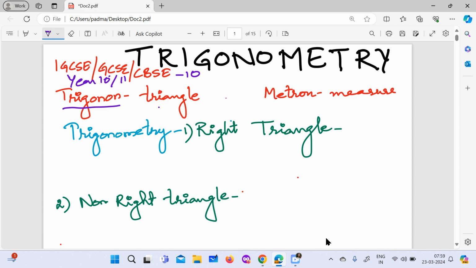So in trigonometry, there are two cases which we are going to discuss. In today's video, we are going to discuss the right triangle. Trigonometry deals with right triangles as well as non-right triangles. When we speak about the right triangle, we must discuss the Pythagoras theorem, which is definitely very important. Otherwise, we cannot do any problems here.